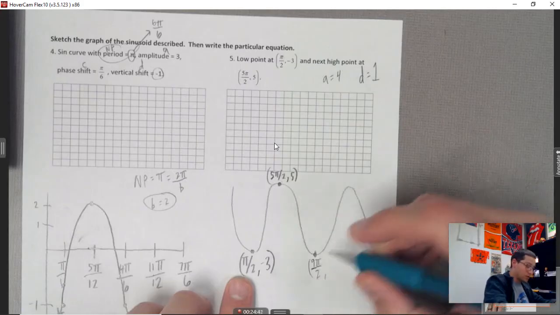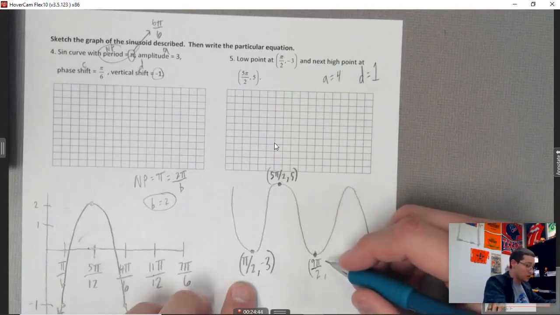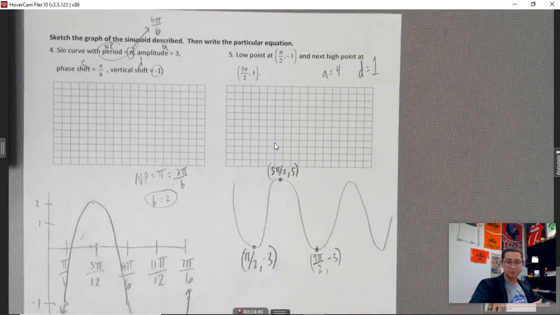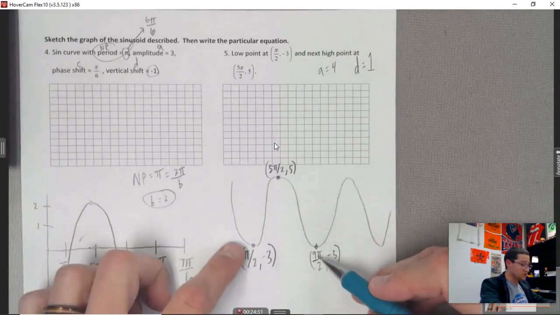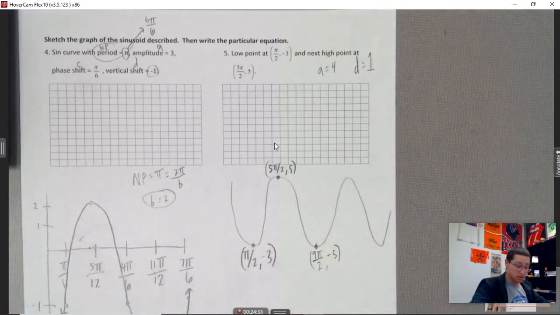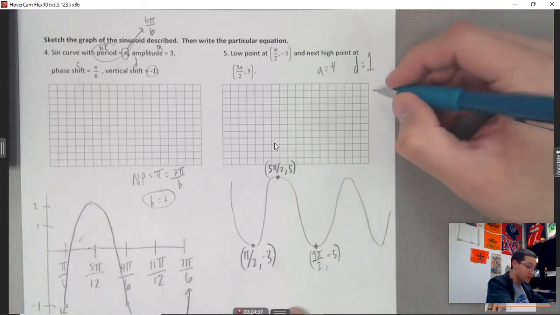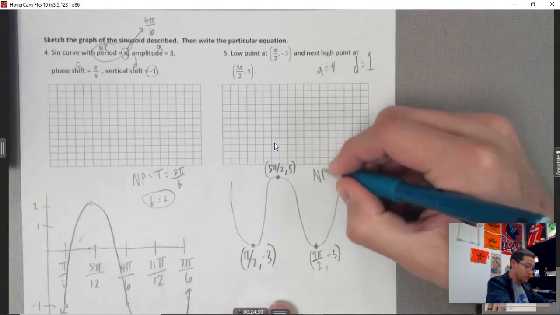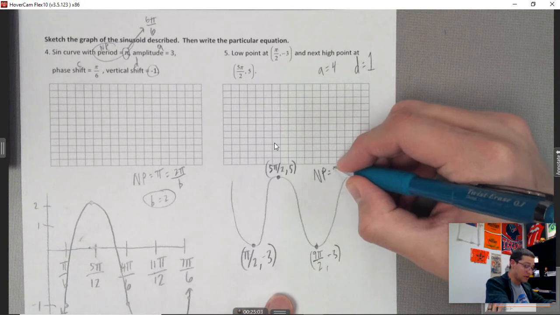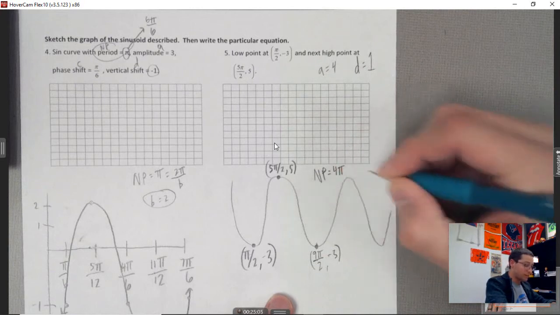This coordinate is going to be 9 pi over 2, comma, -3, because this is the same y value there. So this is your period length. It's going to be 8 pi over 2. So in other words, we're just getting some information here. Your new period is going to be, it was 8 pi over 2, so 4 pi.